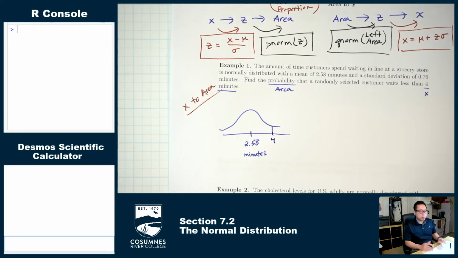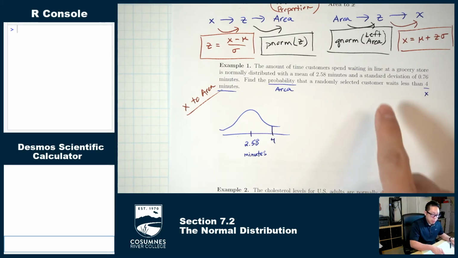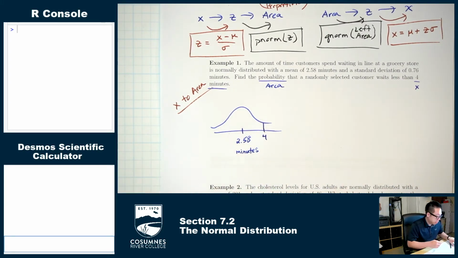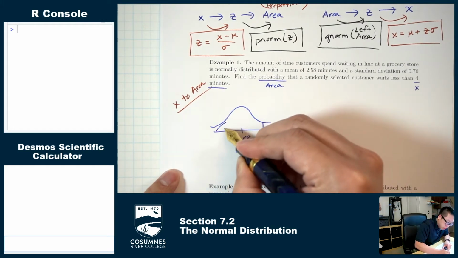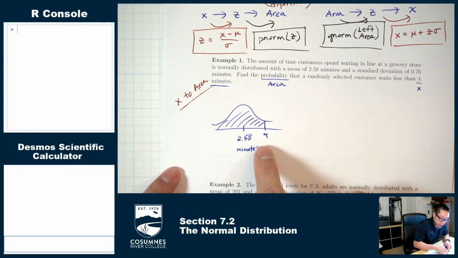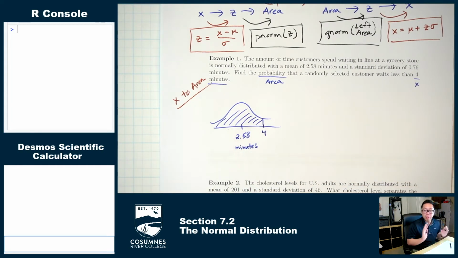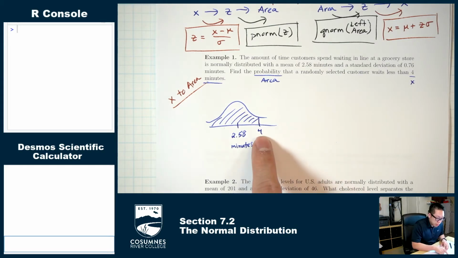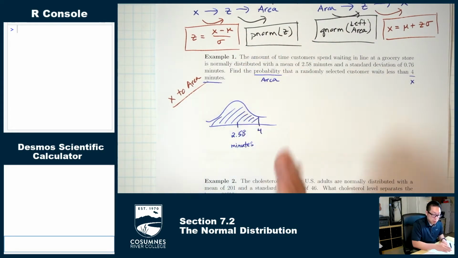And then you have to decide whether this picture is shaded to the left, shaded to the right, or shaded in the middle. Those are your 3 options in this chapter. It says waits less than 4. Less than 4 would be to the left of 4. So I'm looking for the area, or the probability, to the left of 4. That's my picture. Making a good picture is important because it tells you what answer you should expect. I know half the picture is 50%, so this picture is telling me I expect my answer at the end to be more than 50%, more than 0.5.